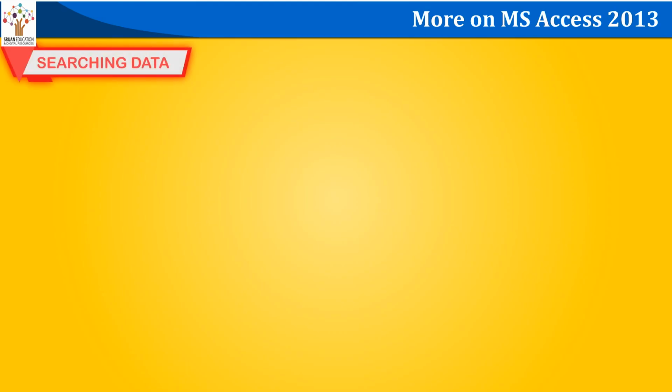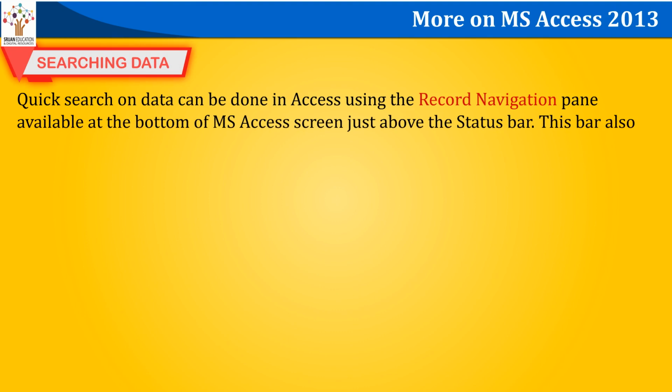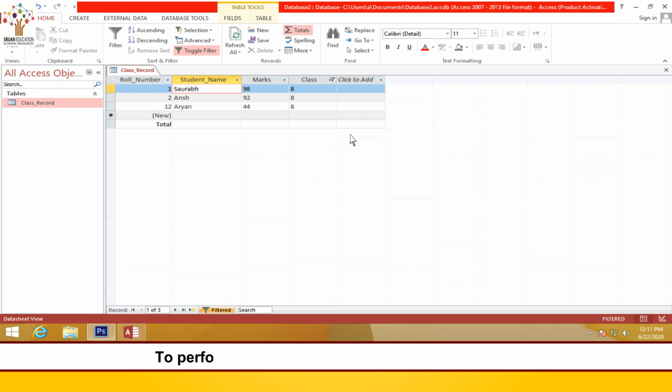Searching data. Quick search on data can be done in Access using the Record Navigation pane available at the bottom of the MS Access screen just above the status bar. This bar also provides a search box. To perform the quick search, follow these steps.